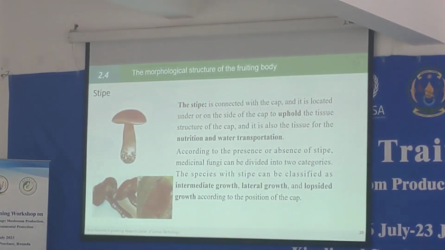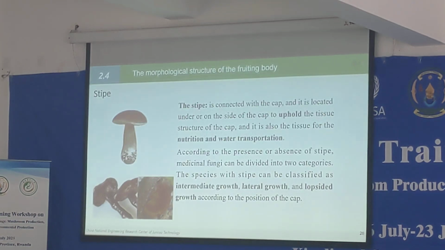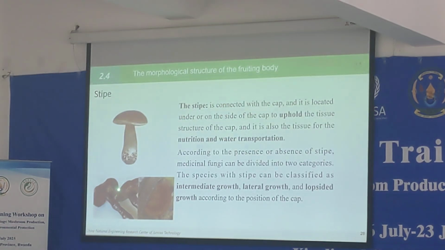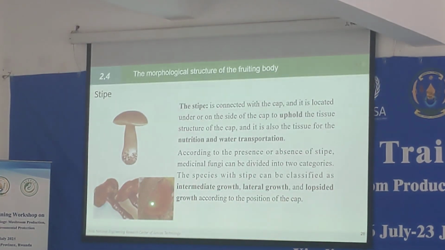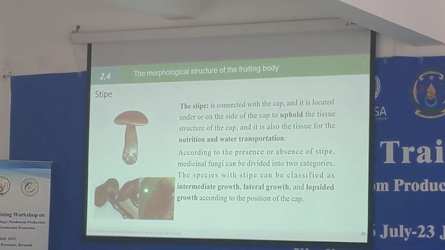According to the presence or absence of a stem, some medicinal mushrooms have a stem, and some medicinal mushrooms don't have a stem. We see this Ganoderma, this type, and this is another Ganoderma, another type, another style.